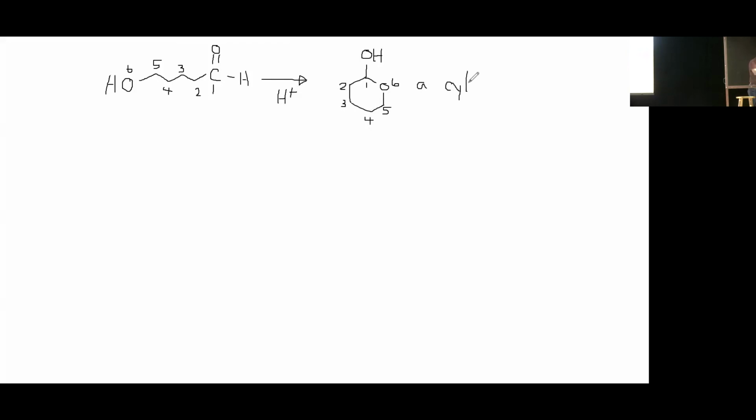And sugars do this all the time. You can get 5 or 6 membered rings that way. I would say 3 and 4 membered rings, not so much. 7 membered rings and higher, not so much. But 5 and 6 membered rings are special. Those will pretty easily form a cyclic hemiacetal.